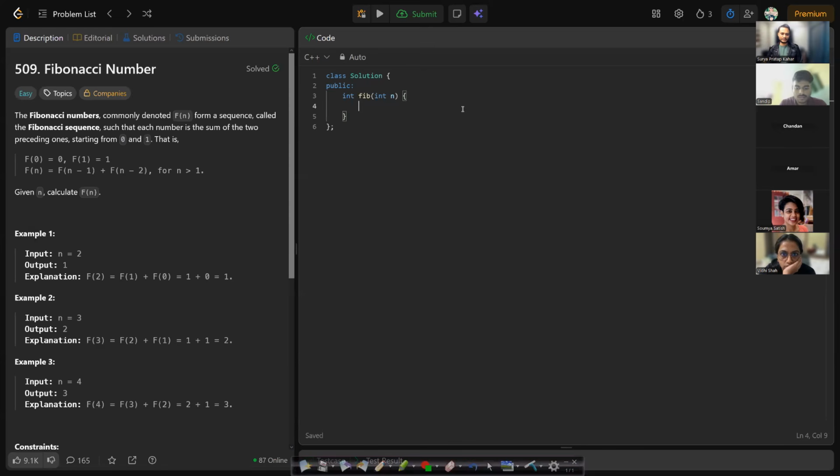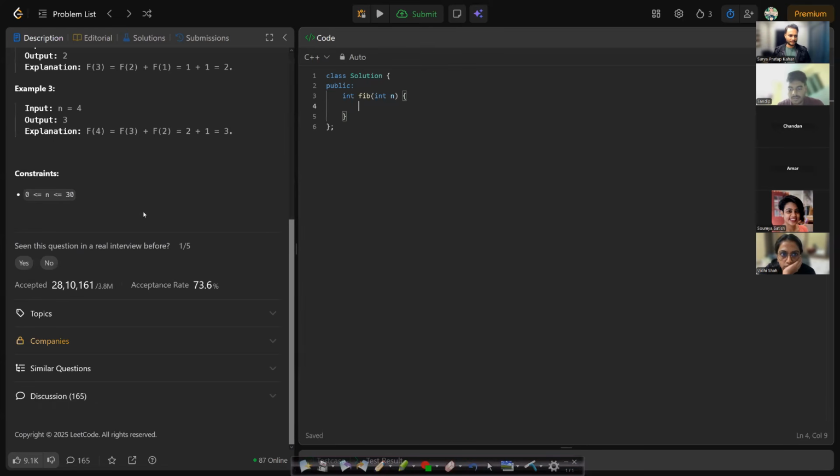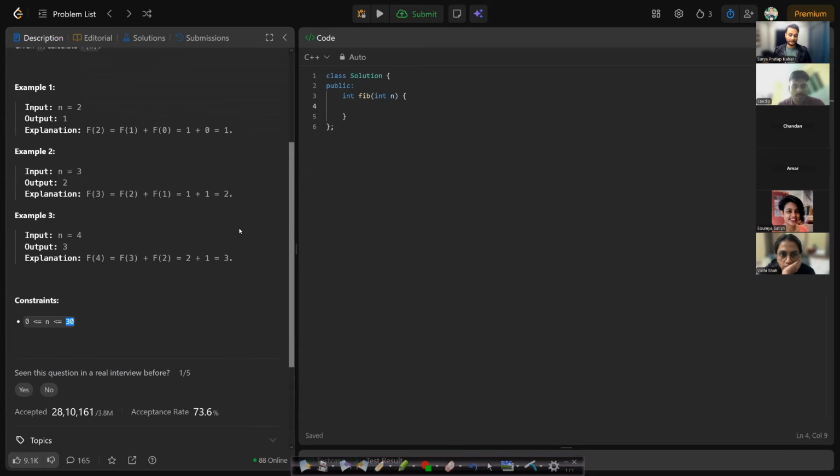So first of all, where should I start? Fibonacci number of n. And you see the constraint first. The constraint is only till 30. What is the 30th Fibonacci number? If you are thinking, oh my God, I might overflow, then you use long integers. I will be using this because I don't believe anything else other than long integers.